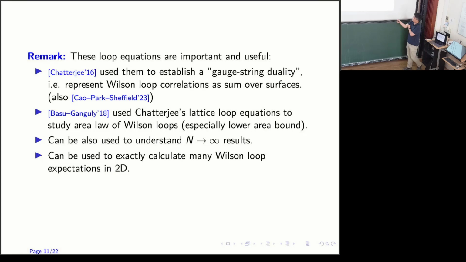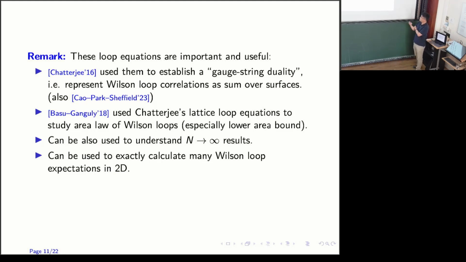Another paper by Su and Crescendo used Chatterjee's loop equation to study the area law. For example, it's a very interesting result that they find an example Wilson loop which actually decays faster than the area law. So in some sense, the area law lower bound is not necessarily true. They basically use the loop equation and do some combinatorics and so on.